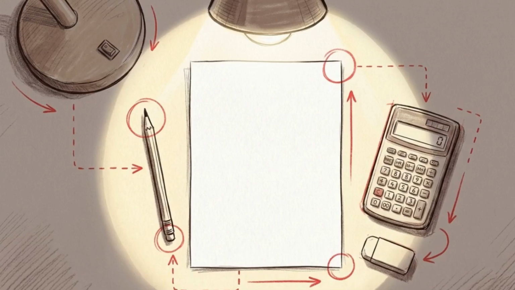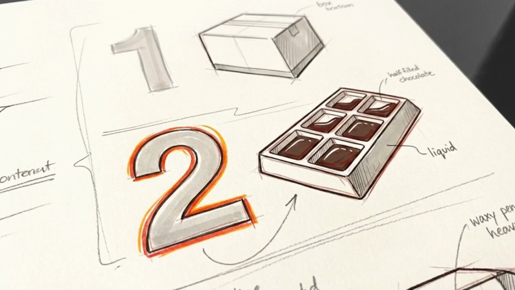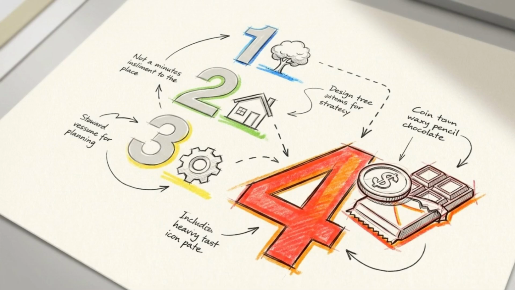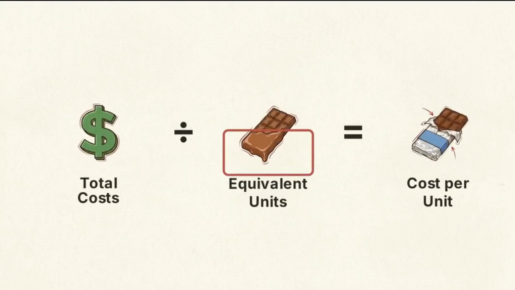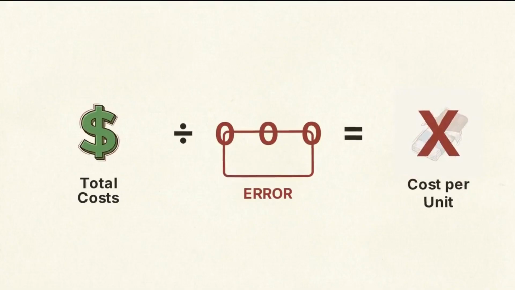Successfully navigating an exam problem requires a specific sequence of operations. Number 1, summarize physical units. Number 2, calculate equivalent units. Number 3, summarize total costs. Number 4, calculate cost per unit. The calculation for equivalent units is the most critical variable. If this number is wrong, the entire cost per unit equation fails.